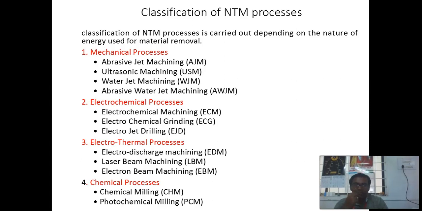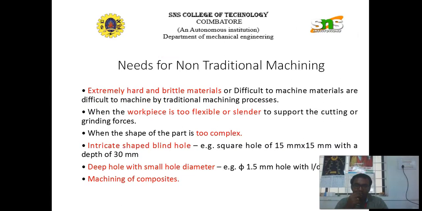In the case of mechanical processes, they are classified as AJM, abrasive jet machining, ultrasonic machining, water jet machining, and abrasive water jet machining. Among electrochemical processes, they include electrochemical grinding and electrojet drilling. In the case of electrothermal processes, they are classified as electrodischarge machining, laser machining, and electron beam machining. And among chemical processes, they are classified as chemical milling and photochemical milling.